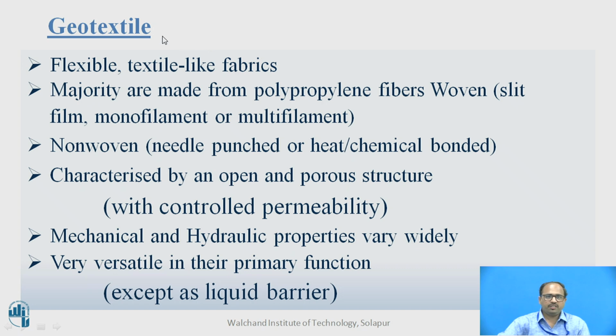In that, first one is geotextile. This geotextile is very flexible, a high textile like fabric material. Majority of geotextile is made by using polypropylene fibers. In geotextile we are classifying two types: one is woven geotextile, and the second one is non-woven geotextile.